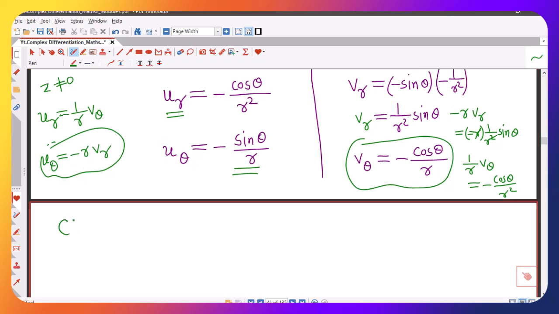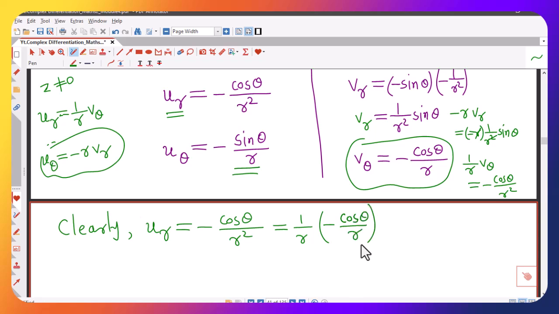So now we can write that clearly, del u by del r equal to 1 by r into v theta, or you can write one more step. We can first write del u by del r, which is minus cos theta divided by r square, and this I can rewrite as 1 by r into minus cos theta divided by r, and you can see minus cos theta divided by r is v theta. Therefore we have 1 by r into v theta.